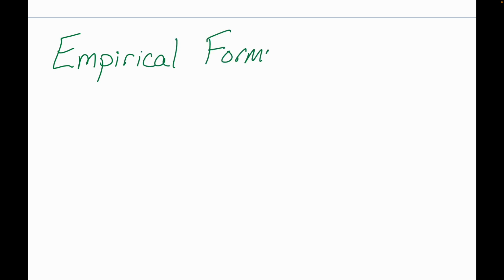All right, so let's do this. We're going to start by talking about something that's called an empirical formula. All right, and we'll relate this back to our main focus of this particular chapter, which is the mole, here in a minute. All right, for right now, we're going to lay down some definitions.